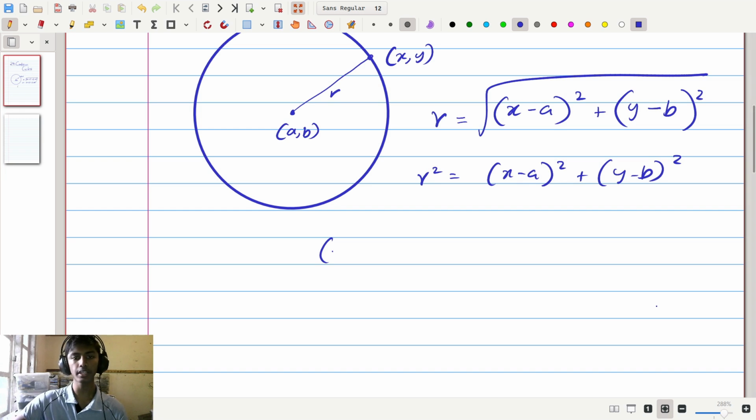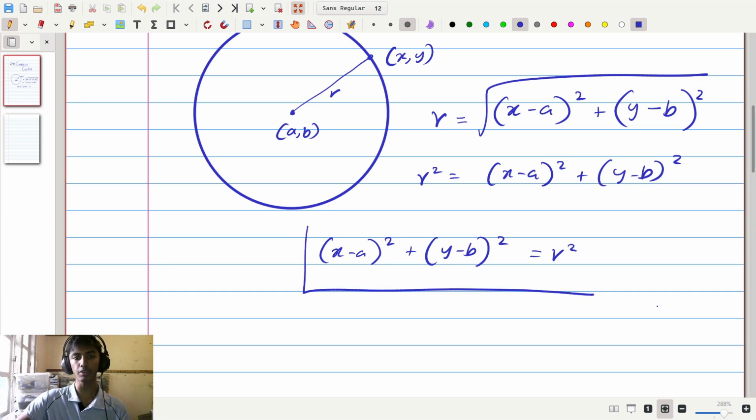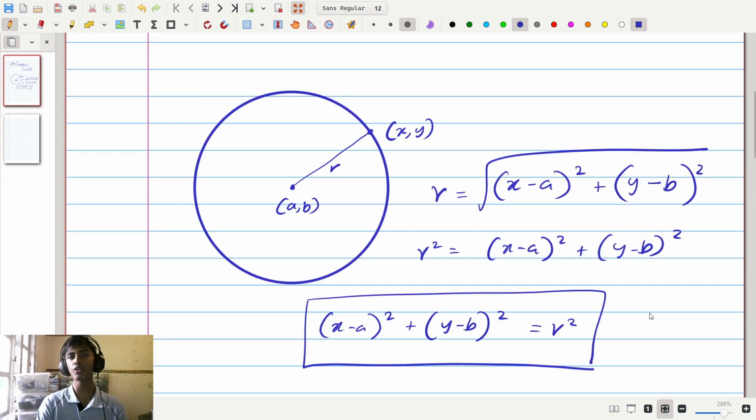We normally write that (x minus a) squared plus (y minus b) squared equals r squared is the equation of a circle. Any points (x, y) that are on the circle will satisfy this equation, and any points which are not on the circle will not satisfy this equation. So this is the equation of a circle centered at the point (a, b) and having a radius r.